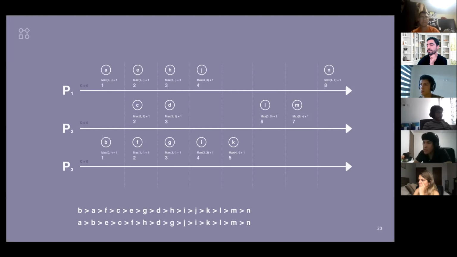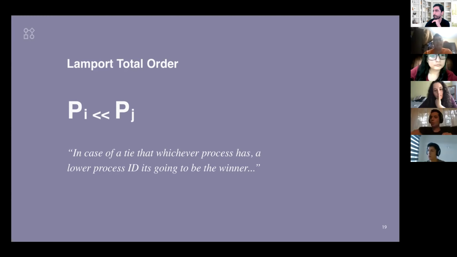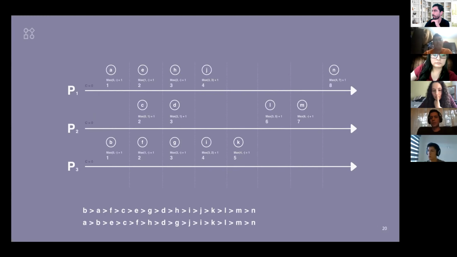So here we have the two different ways that you will see it, and it will vary depending on the source. But following the rule, as you can see here on the Lamport total order, in case of a tie, whichever process has a lower process ID is going to be the winner. So depending on the value that you assign, that's going to be the order. And then you will be able to see, let's say, we can have A, B, E, C, D, F, H, D, G, and you can continue. And that's how he solved this problem.